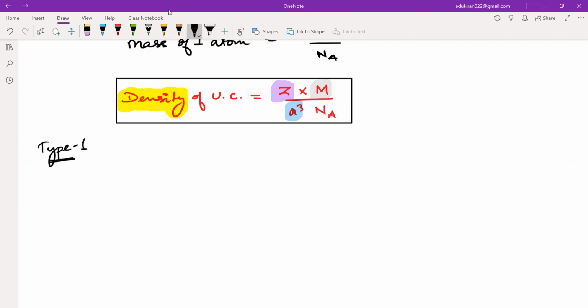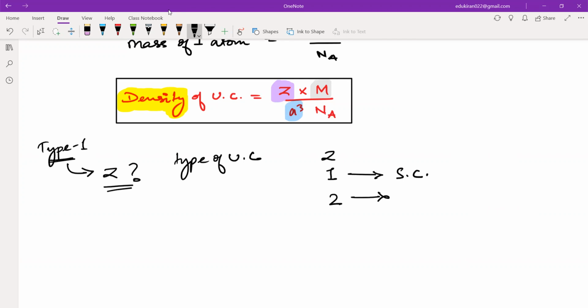So in this type 1 question, you will have to calculate the Z. The Z will not be given, and they will ask the type of unit cell. In that case, you have to remember that if you get the value of Z as 1, then it is simple cubic. If you get the value of Z as 2, it is BCC. If you get the value of Z as 4, it is FCC. So they will not ask you what is the Z, they will ask what type of unit cell it is. But indirectly, they are asking you to calculate the Z and then relate the Z to the different unit cell.